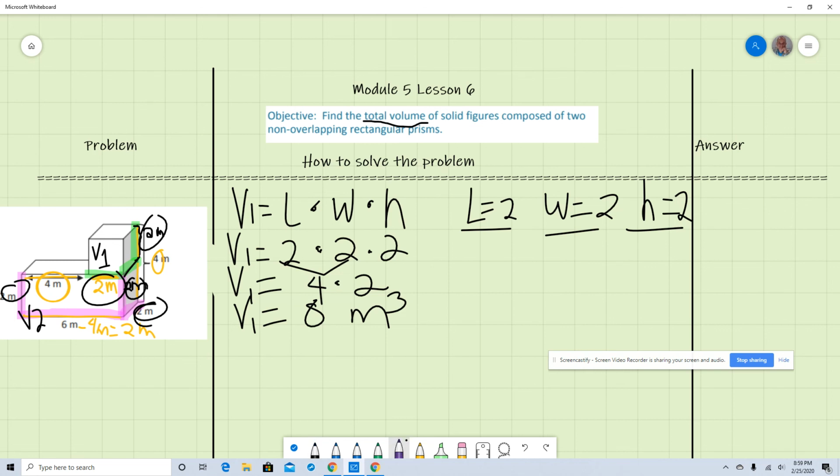Now let's do the second one, that volume 2. Volume 2 is going to be the same formula.